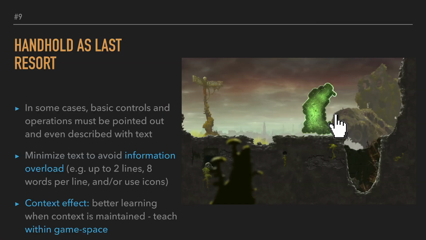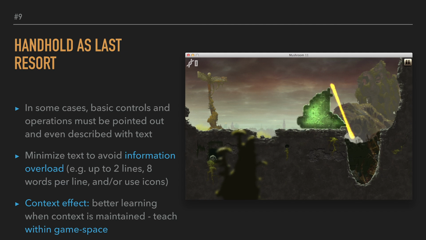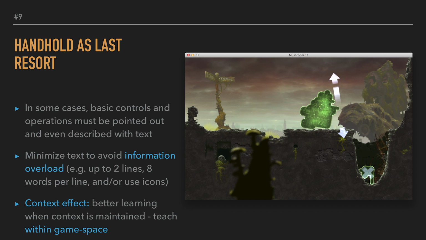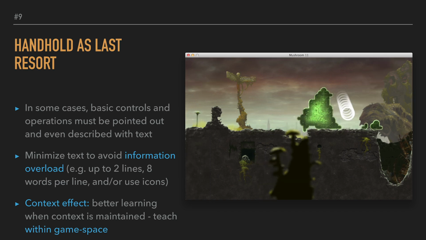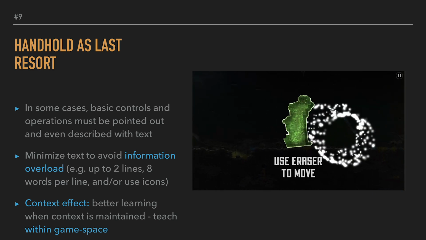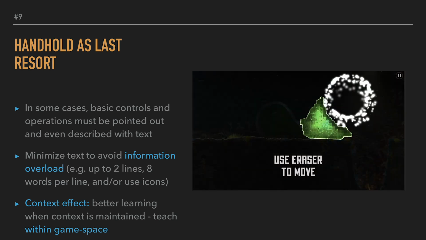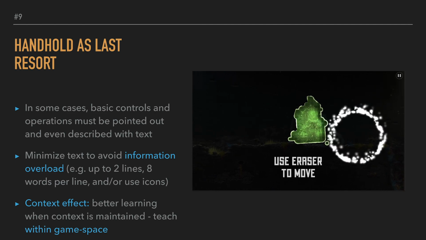This is what I did for Mushroom 11. I needed to teach players what to do. I tried a lot of different elements. I tried to use standard icons like, oh, put the finger here, like lines that go back and forth. I tried to change the color, maybe yellow is scary. I tried arrows, I tried circles. I swear, all these were in the game at some point. Eventually, I just handheld. Like I took over the controls and added a very short text. Use eraser to move, mostly just to put in the information that you are, in fact, an eraser.